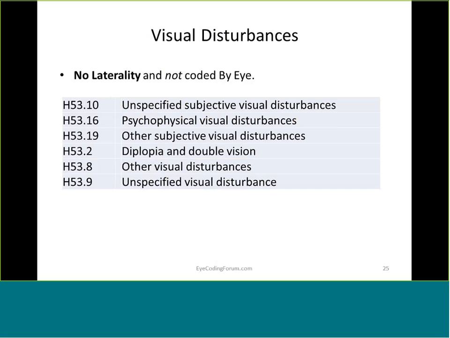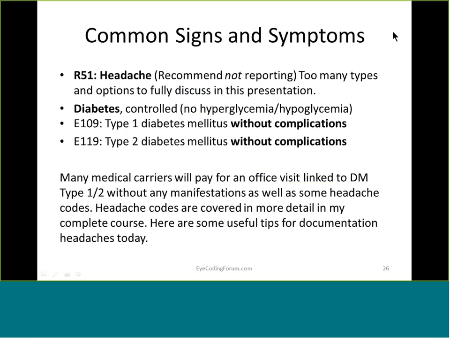Other visual disturbance codes include unspecified, the psychophysical. The one probably most common would be the one in the middle here, diplopia and double vision, H53.2. Now, a lot of carriers will consider these as signs and symptoms, or what we call not definitive diagnoses. So it will be by carrier if any pay on these. Again, these should be reported if you don't have a definitive diagnosis.